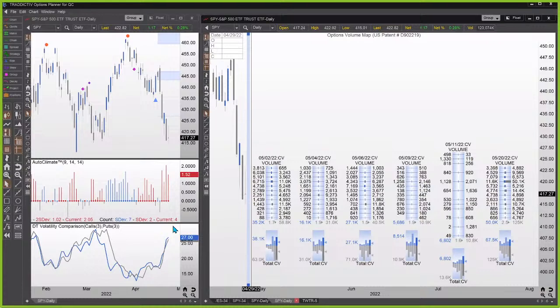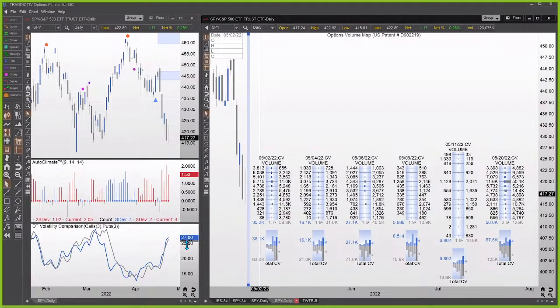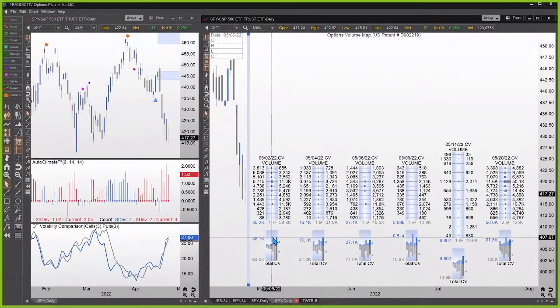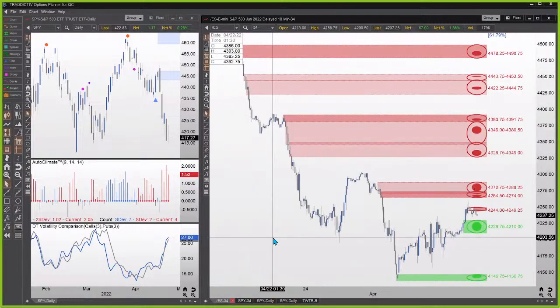You may not be bullish at the current price, but you are bullish. So there is a bullish sentiment building up behind the scenes. This is confirmed by the volume map as well as the implied volatility comparison, as you can see. What else? We have the UFOs. So let's take a look at the UFOs. What should we expect for the market?